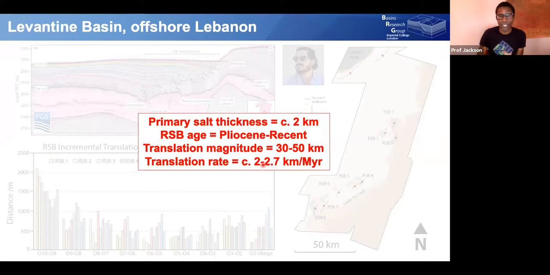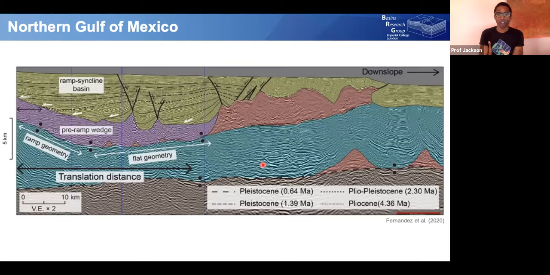So just the final example before my final slide comes to the Northern Gulf of Mexico from some work by Nayara Fernandez, looking at Ramp-Syncline basins, again, above allochthonous salt, so above the canopy. Here you can see some allochthonous salt in red. The Ramp-Syncline basin is shown by these downlap arrows onto this pre-ramp wedge. And there's a number of dated horizons within the gray strata. I'll be honest here, the oldest horizon that's dated is this dashed line, which is 4.36 million years ago in the Pliocene.